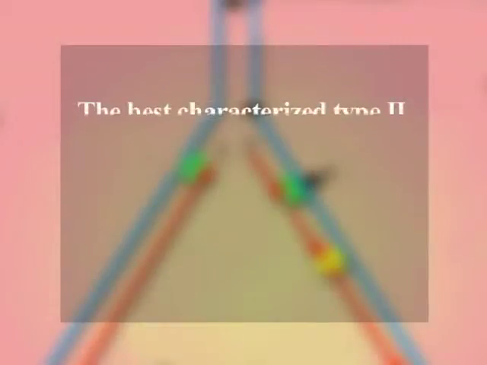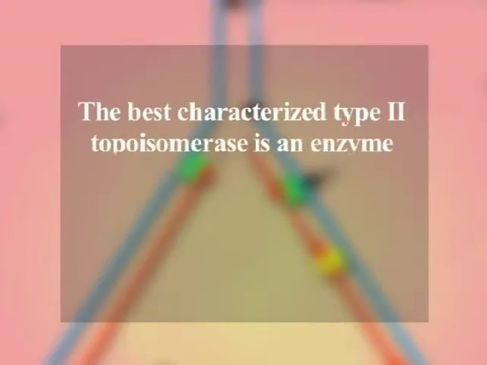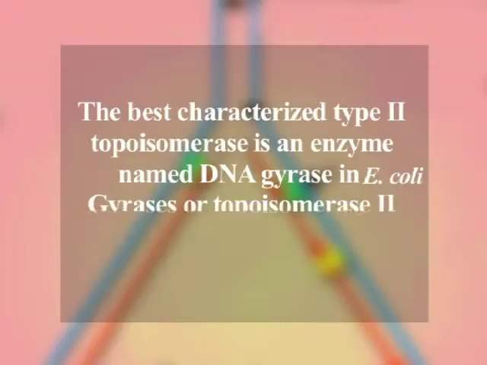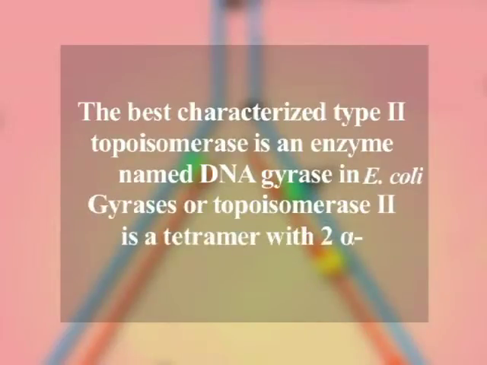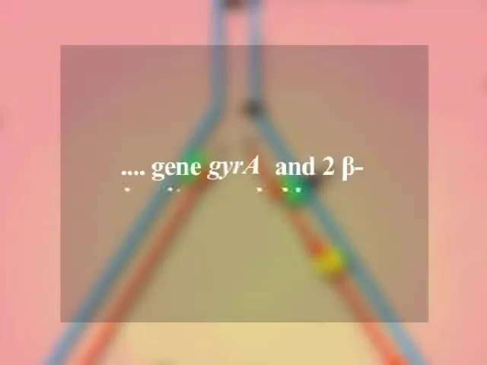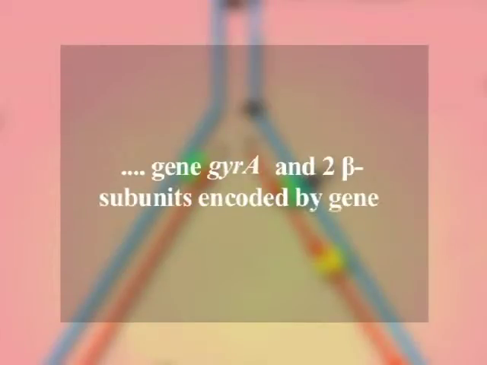The best characterized type 2 topoisomerase is an enzyme named DNA gyrase in E. coli. Gyrase or topoisomerase 2 is a tetramer with 2 alpha subunits encoded by the gene gyrase A and 2 beta subunits encoded by gene gyrase B.